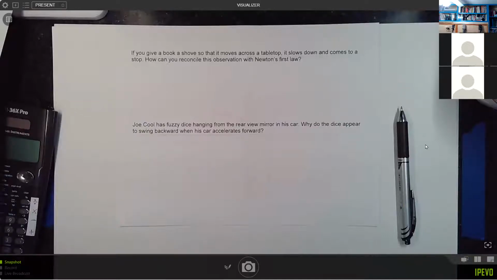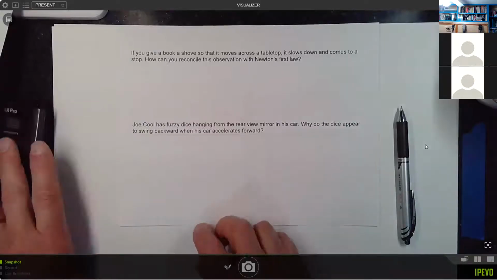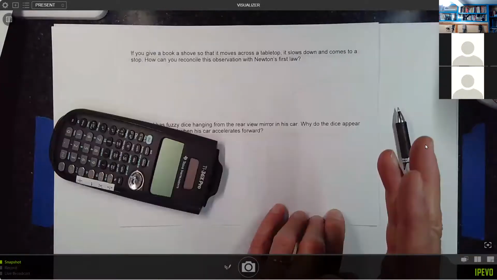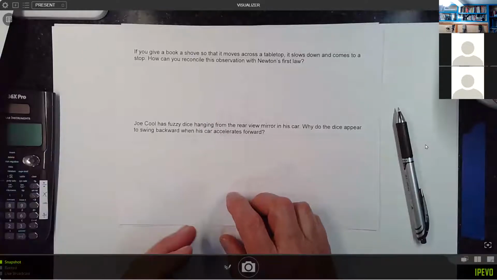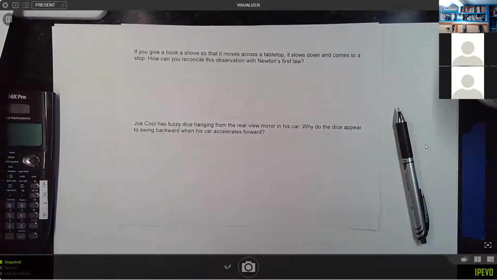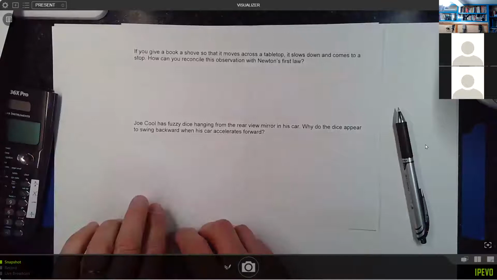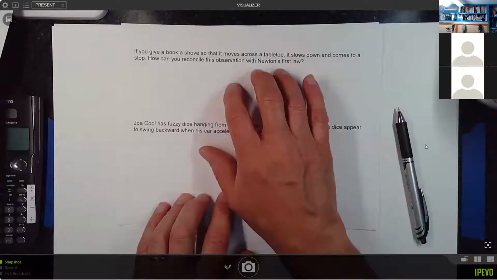Well, what slows something down when you shove it across a tabletop? Okay, it's friction. Now, we'll study friction a bit later, but for now, that's what stops it.